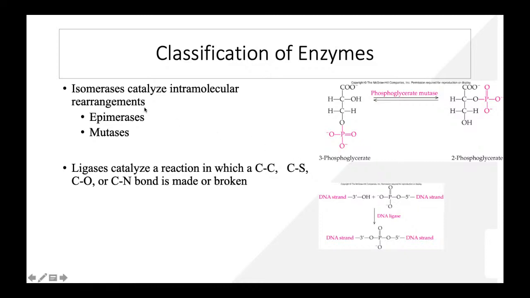Then there are isomerases, which catalyze intramolecular rearrangements like epimerases and mutases. So you have 3-phosphoglycerate, and in the presence of phosphoglycerate mutase, the phosphate group moves from the third carbon to the second carbon. So this is a change in the position of the group.